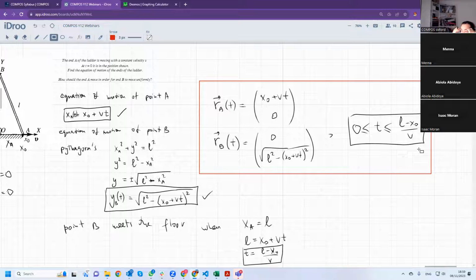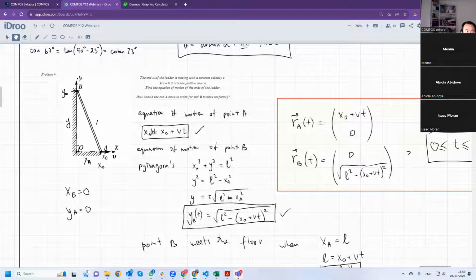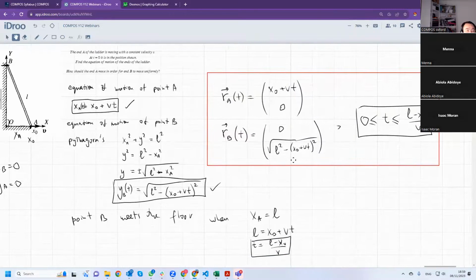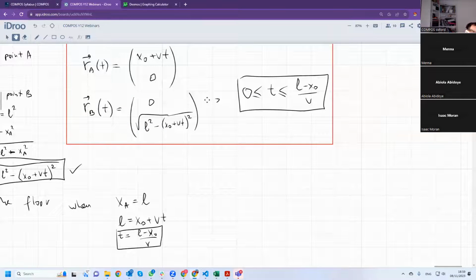Wouldn't the y component of R be negative since the ladder is moving downwards? The y component will not be negative because y is positive, but the velocity would be negative, yes. But they're not asking about the velocity. If we want the velocity, let's check the velocity of y.